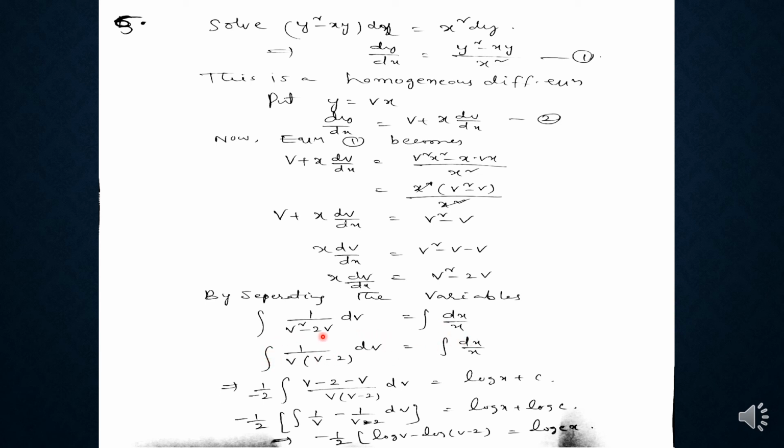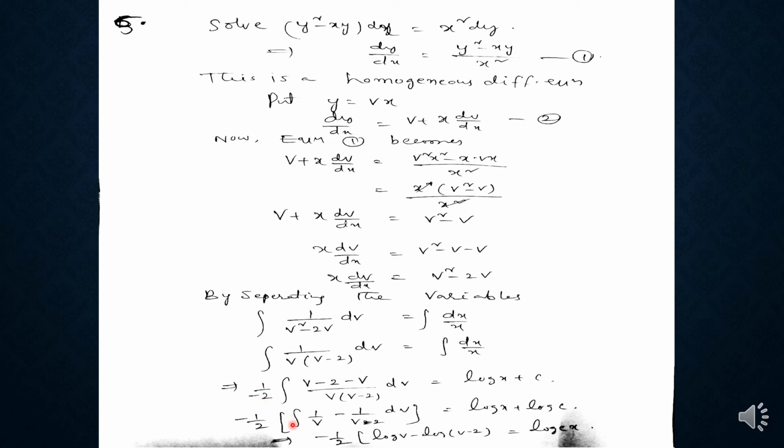So that is ∫ 1/(v(v − 2)) dv = ∫ dx/x. To integrate this function, use the partial fractions method, or we can write it manually. In the numerator we have 1. To get 1, using these two factors in the denominator, v − 2 and one factor minus v, you get minus 2 extra. So to get 1 in the numerator, dividing by −2, we get (−1/2) ∫ ... dv = ∫ dx/x, which is log x + c.